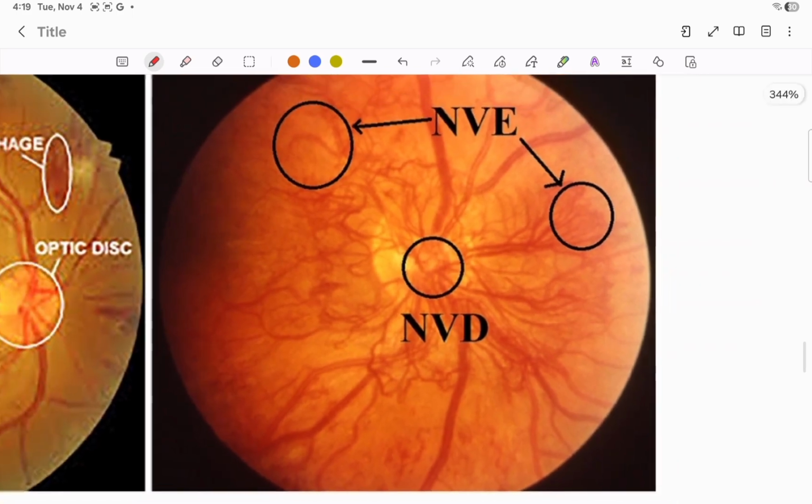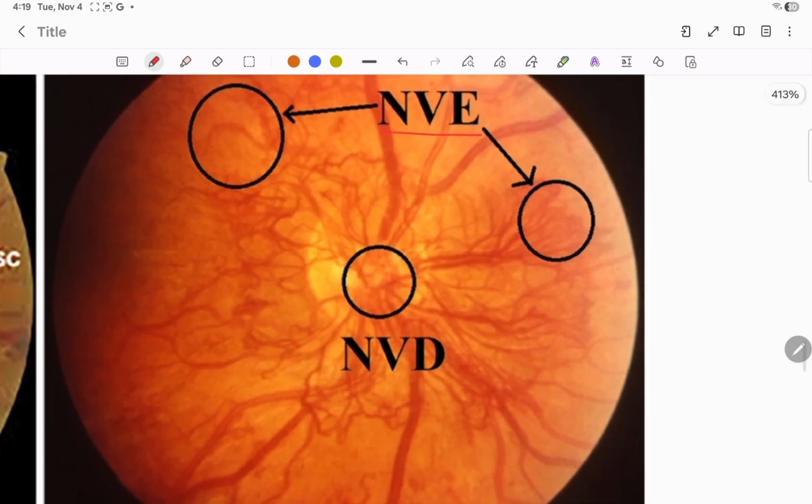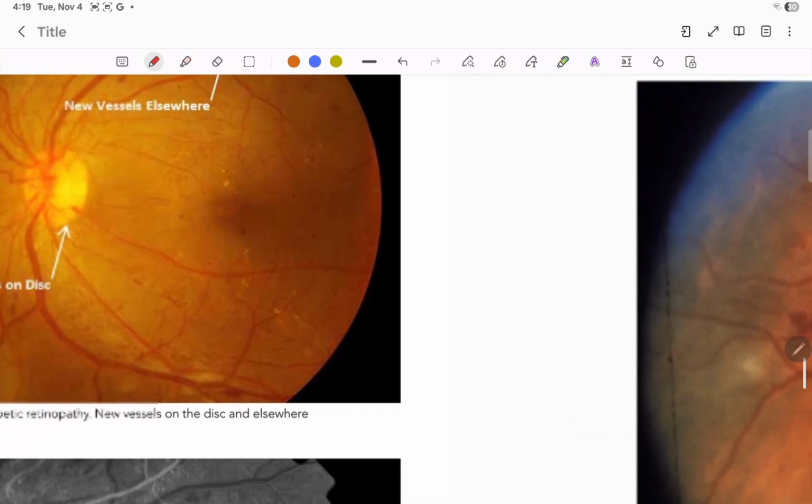Above all of these things, there will be the formation of new vessels. There are two types of new vessel formation. One is new vessel everywhere. As you can see, these are the main vessels, but these small vessels are new vessels everywhere. And if they are formed around the disc, this is known as NVD, new vessel on the disc. These small vessels, as you can see, are the new vessels.